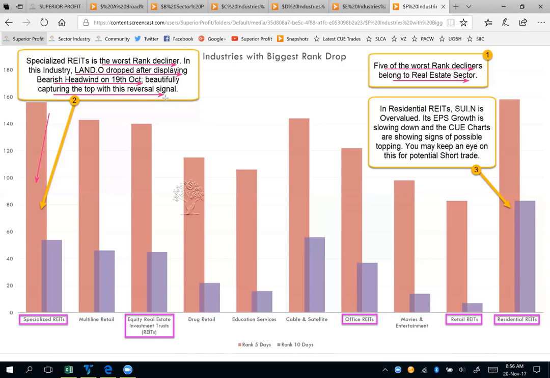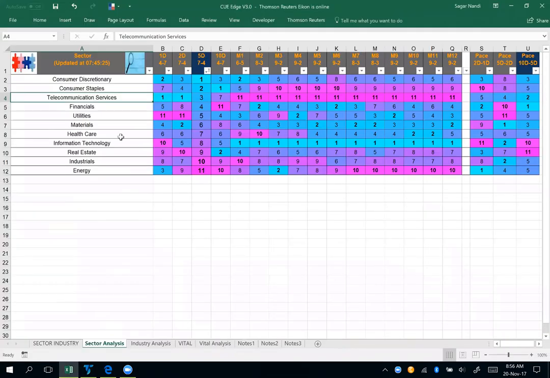Let's look at the specialized REITs industry in QH, drill down to its stocks, identify LAND, and then finally look at LAND using Q charts. We can start with sector analysis again for a complete cycle of top-down analysis.